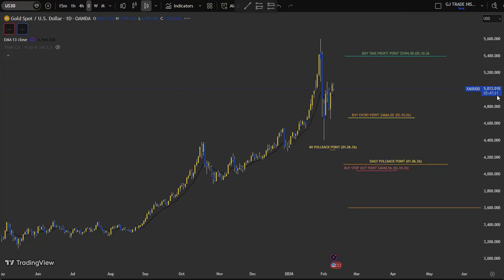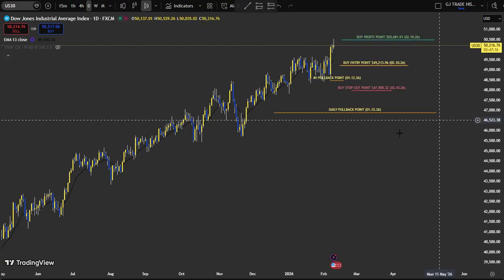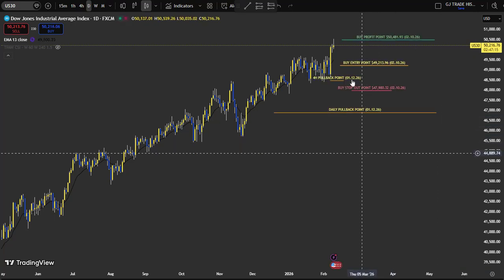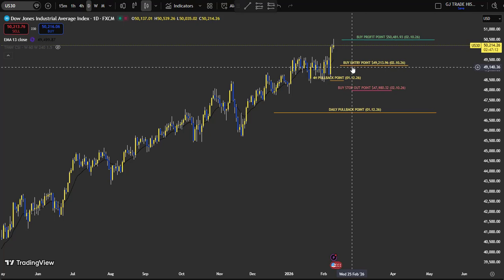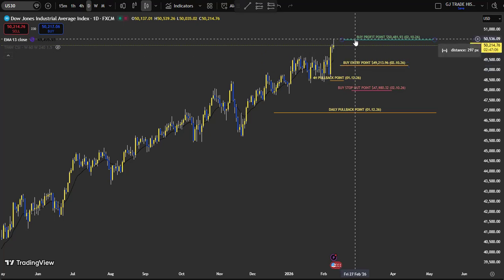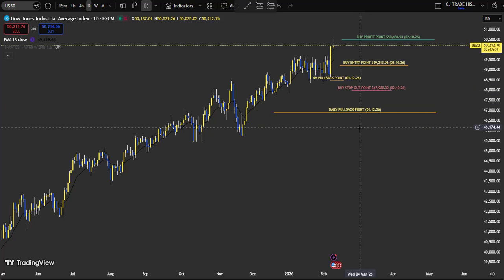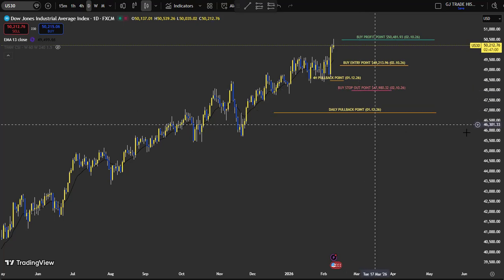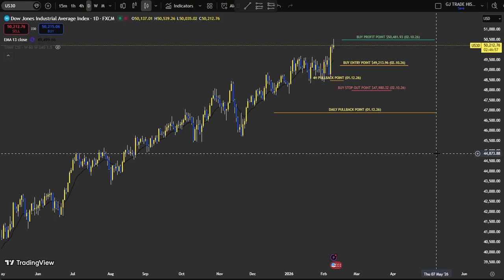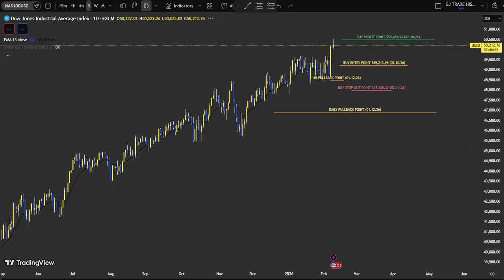All right, now moving on to the Dow Jones. Price did break a little higher on the Dow Jones, so now we want to enter at 49,213.96 with a stopping point of 47,980.32 and a take profit at 54,81.93. It's crazy. I remember when the Dow hit 10,000 and that was a big deal, and now the Dow's at 50,000. That's big. Anyway, all right, moving on to the Nasdaq.